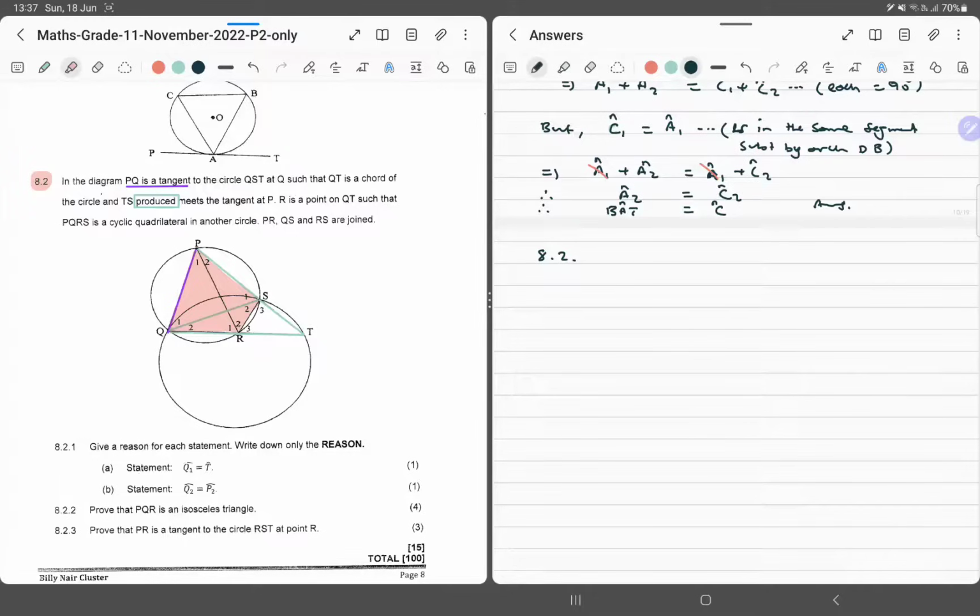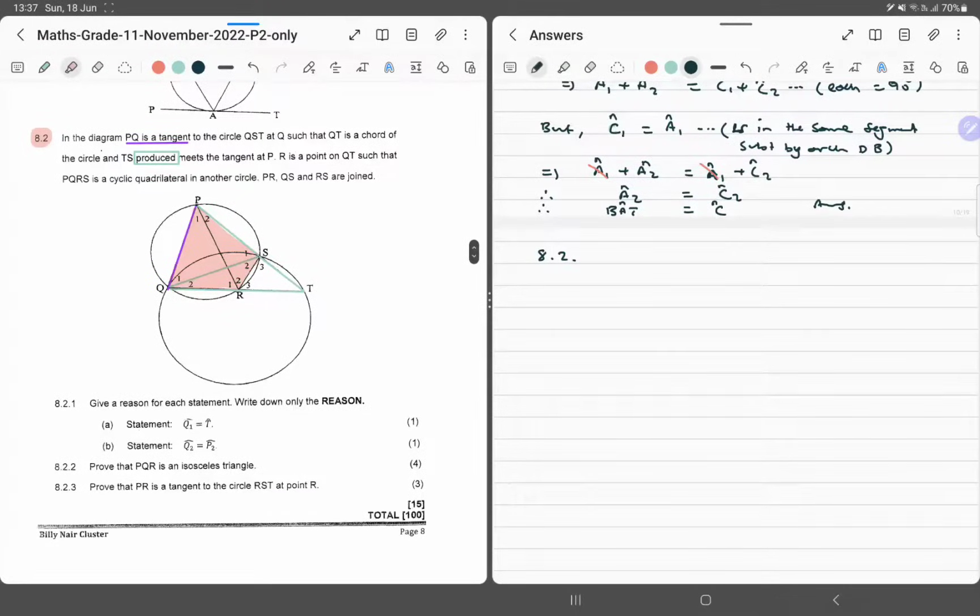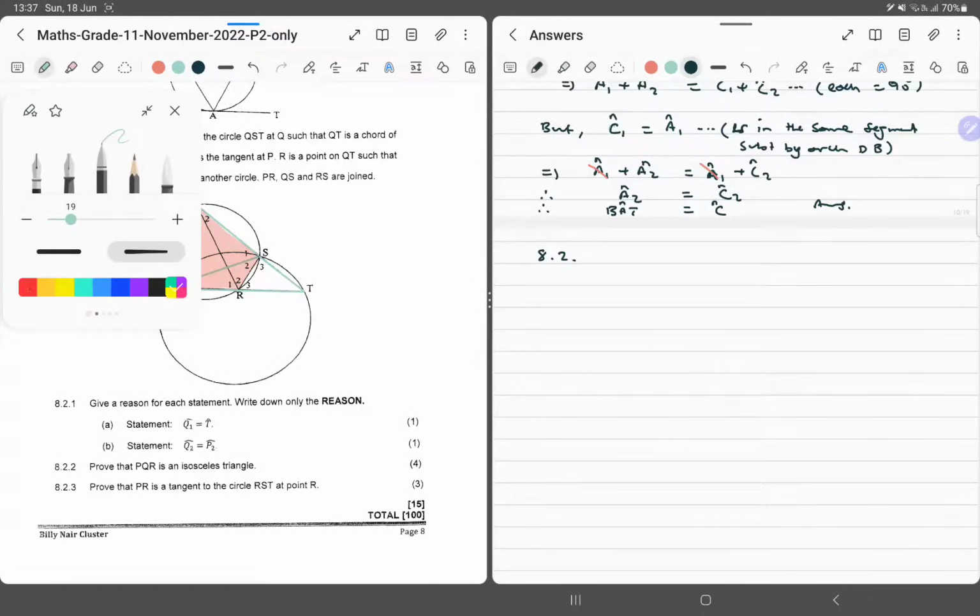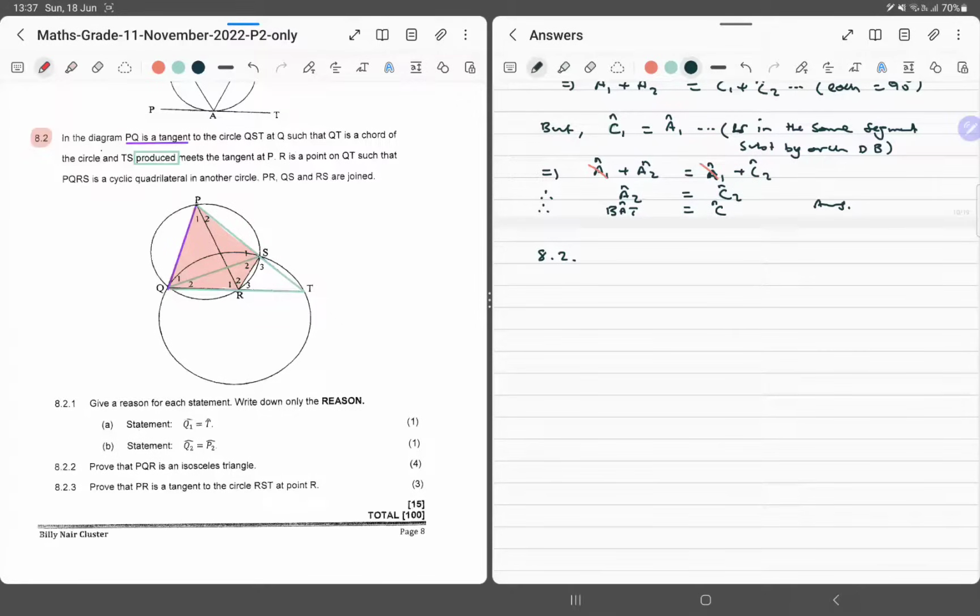It is a cyclic quadrilateral in another circle. Okay, PR and QS are joined. Now we have to hustle, but before we hustle, we always have to look in our diagram. Now we have to inspect it. What do we know? If this is a tangent and that is a chord, it means this angle is equal to that angle. That's the tangent-chord theorem, right? Because the angle between the tangent and the chord QS will be the angle subtended by chord QS at circumference, which is angle T. That's number one.